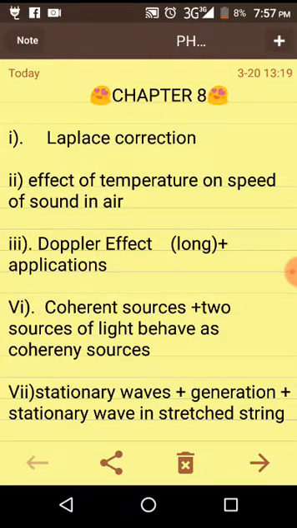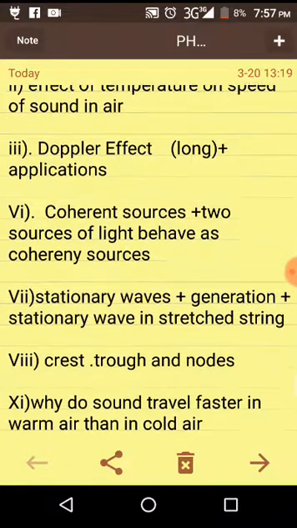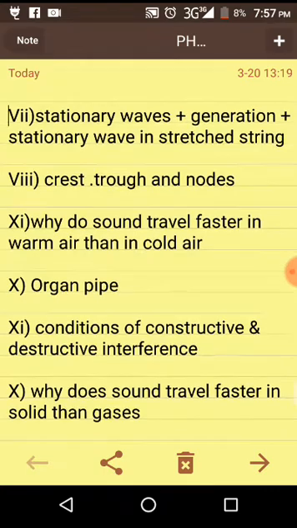Number 1, Laplace correction. Number 2, effect of sound on speed of sound in air. Number 3, Doppler's effect plus its application. It is also a long question. Question number 4, coherent sources plus two sources of light behave as coherent sources. Question number 7, stationary waves plus its generation and stationary wave in stretched spring. Explain these. Question number 8, crests troughs and nodes.